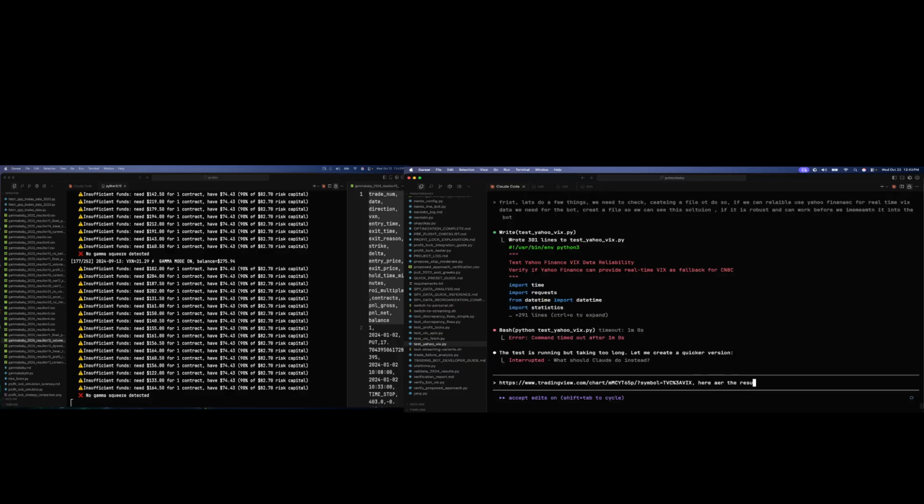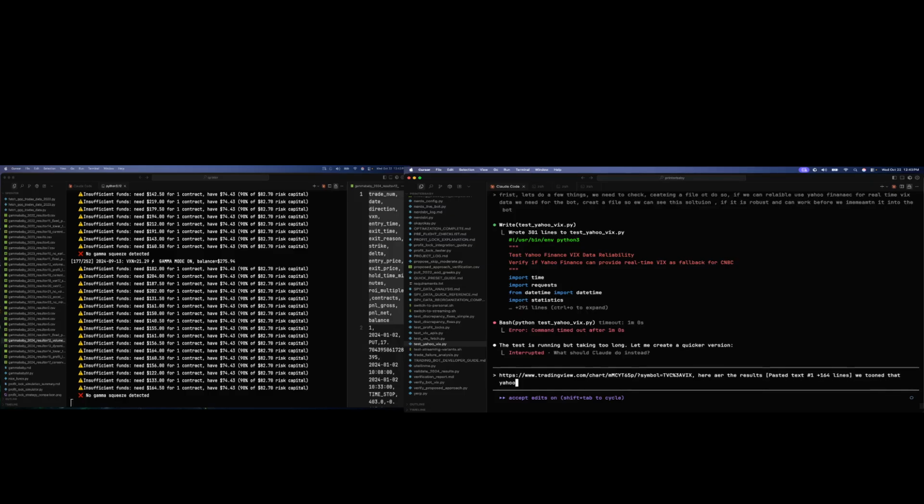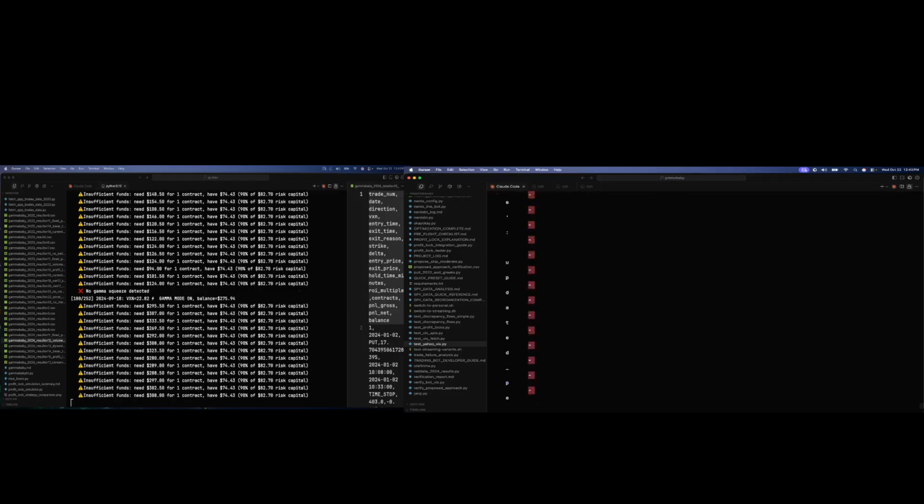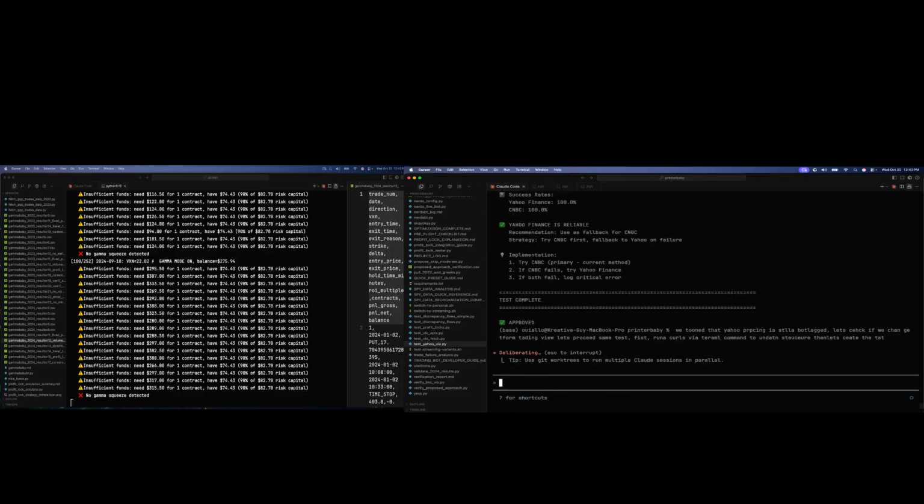Here are the results. We noticed that Yahoo pricing is still a bit lagged. Let's check if we can get it from TradingView. Let's perform the same test. First, run a few curls via terminal command to understand the structure. Then let's create the test.